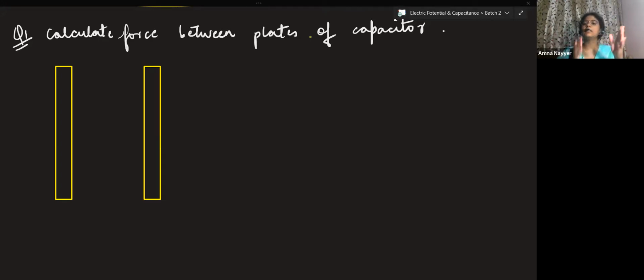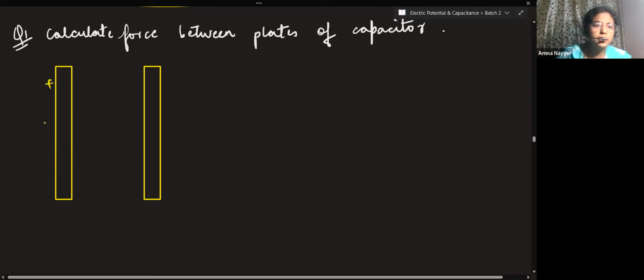So see, these are the two parallel plate capacitors. Let's say this one is positively charged and this is minus Q. We are doing it in the form of a question only, but it's one of your derivations, because you can get direct numerical values and you have to put them in. So we are calculating the force between the plates of the capacitor.